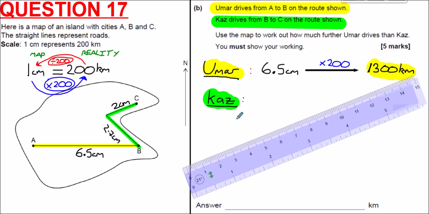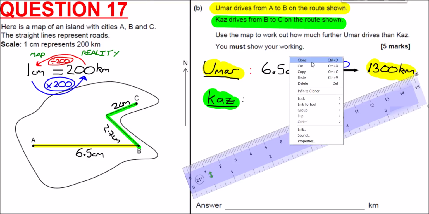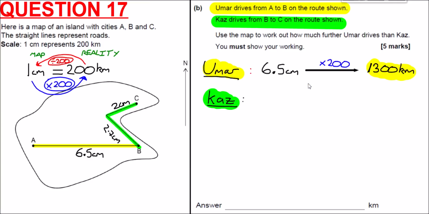So in terms of on the map, it looks like Kaz is travelling on this route a distance which is represented by 2.7 centimetres on the map. And then a distance which is represented by a final 2 centimetres. And so on the map, Kaz's route is described by a total map length route of 4.7 centimetres.